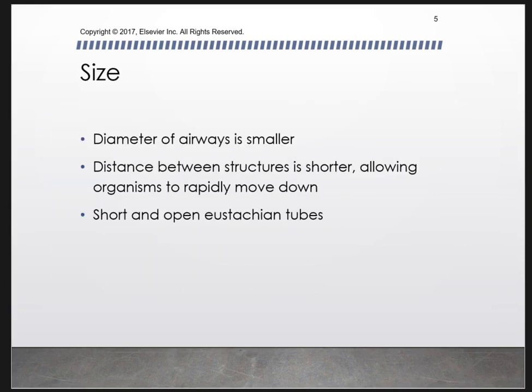So like I said, the size and the anatomy really play a factor in how severe a respiratory infection is, how the manifestations come to be, and how their bodies handle the symptoms that develop. One main reason in our younger kiddos is that the diameter of their airways is smaller. The distance between these structures is shorter, which allows organisms to move more quickly.